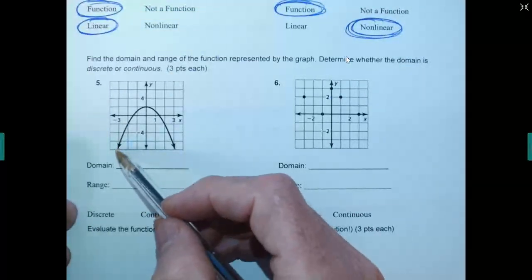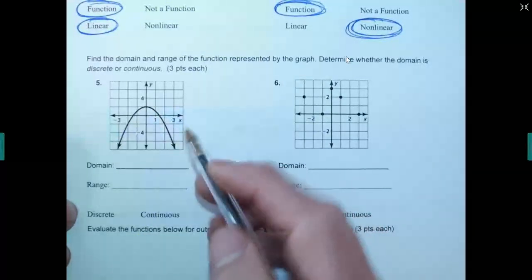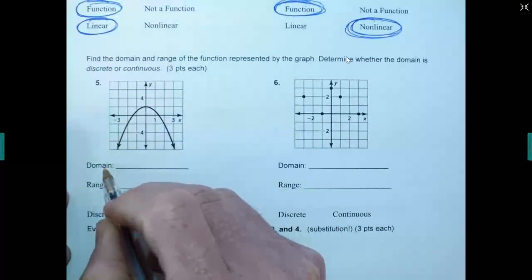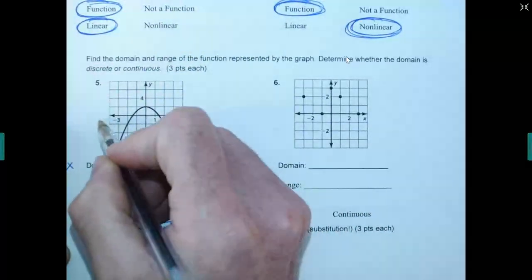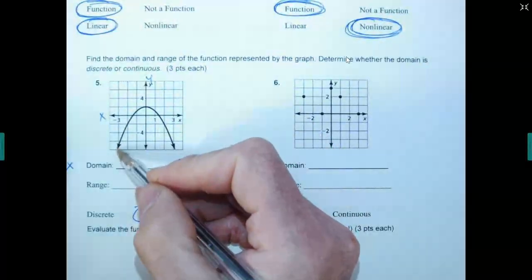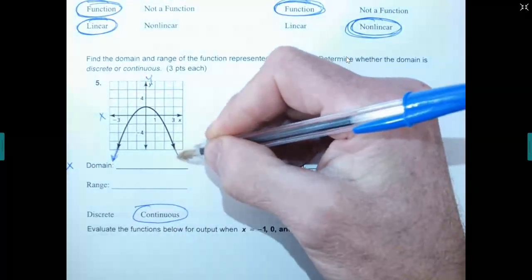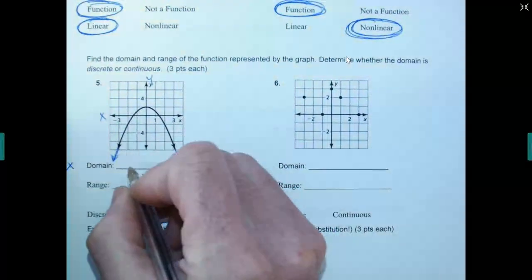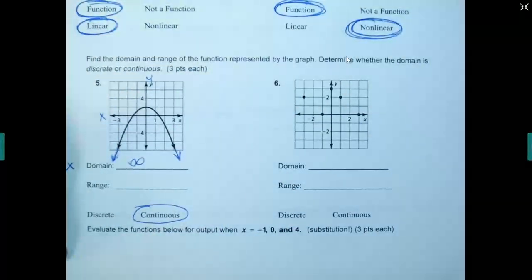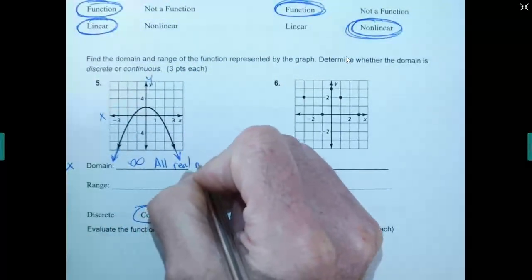So if I look at this, I see it is continuous. It's not a series of points. Because it's not a series of points, it's continuous. My domain, which is my x values. So this is my x and this is my y. So my x values, if this were to go on, this goes on forever and ever. Goes on forever and ever here. So x, my domain, is infinite. All real numbers. My domain is all real numbers.